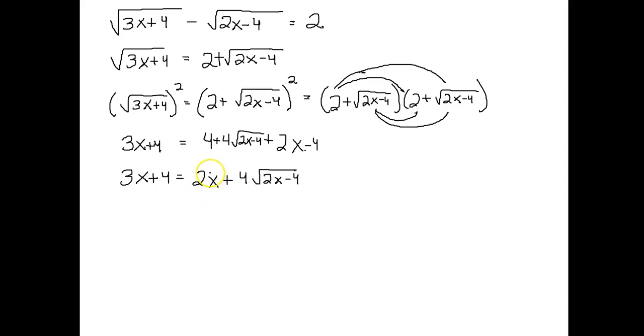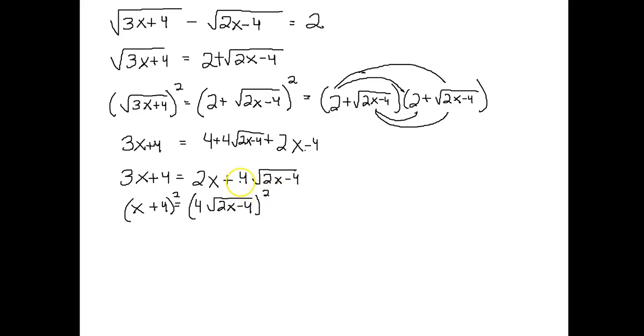So what we're going to do is, again, isolate the square root. Get the term that has the square root by itself. So I'm going to subtract 2x from both sides. And I've got 4 square roots of 2x minus 4. I'm just going to leave that on the right side. By getting the 2x over, it's going to make things a lot easier when I proceed to square both sides again.